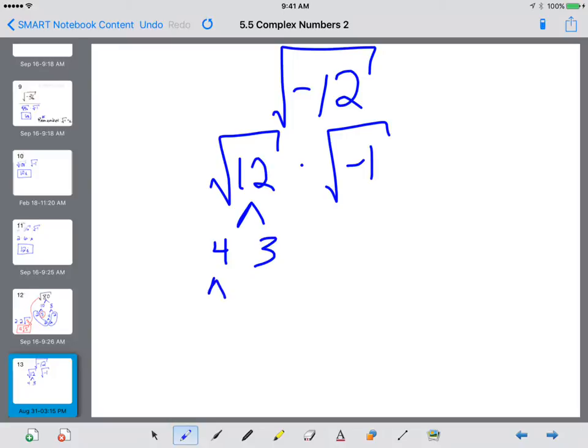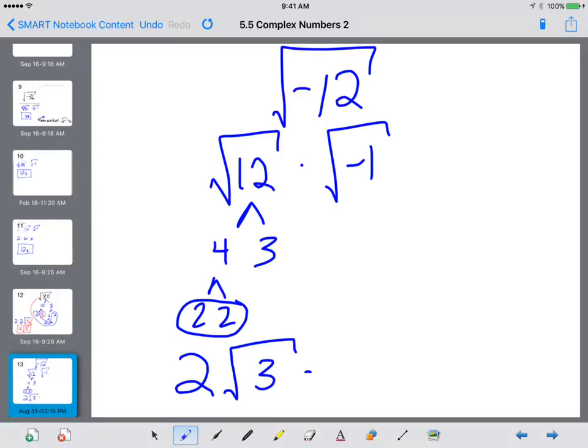And to reduce 4, we can go 2 and 2. So there's my pair of 2's right there that I can pull out front. I'm left with just a 3 underneath the radical, times i. So 2 times the square root of 3, times i. That would be our answer.